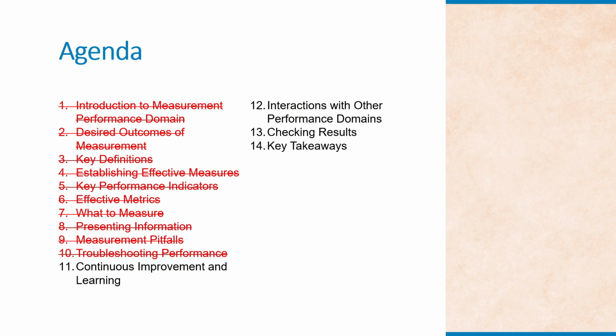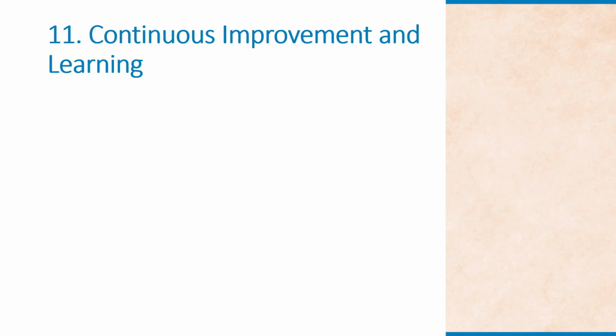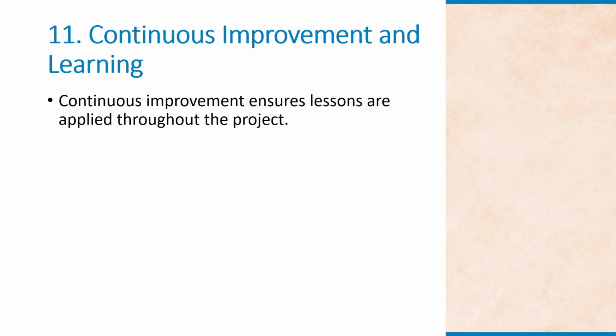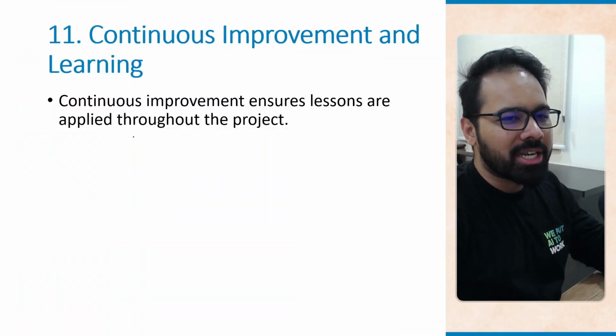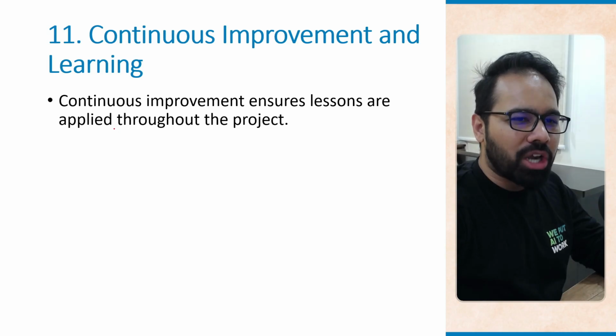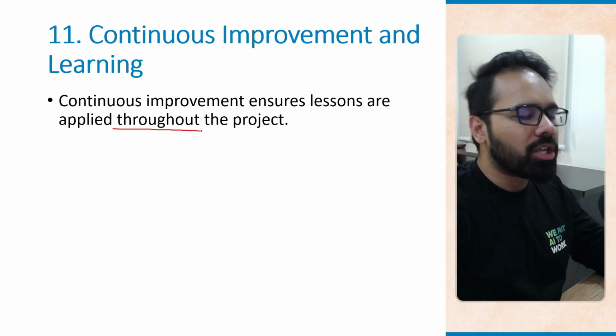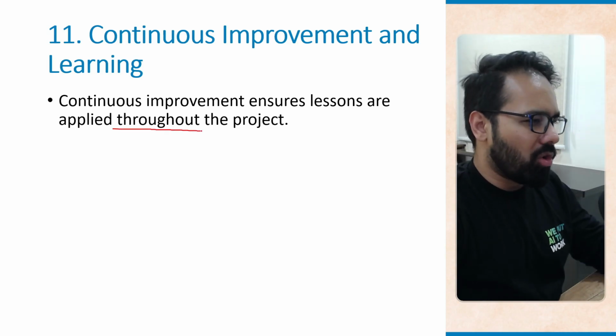We have covered 10 topics so far. Let's move on to topic number 11, which is all about continuous improvement and learning. Continuous improvement ensures lessons are applied throughout the project, not just towards the end when you do a lessons learned or a retrospective meeting, right? If you focus on continuous improvement, you will be able to ensure that lessons are applied throughout the life cycle of the project.